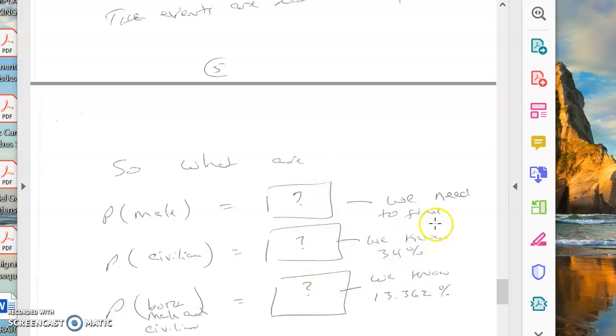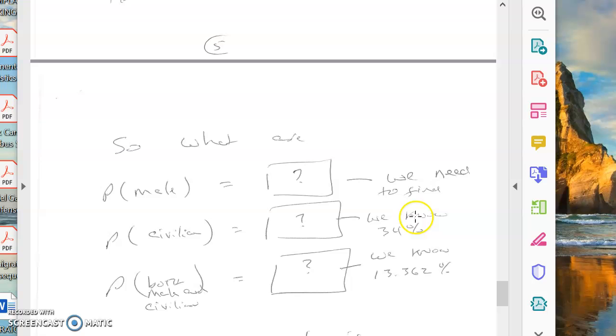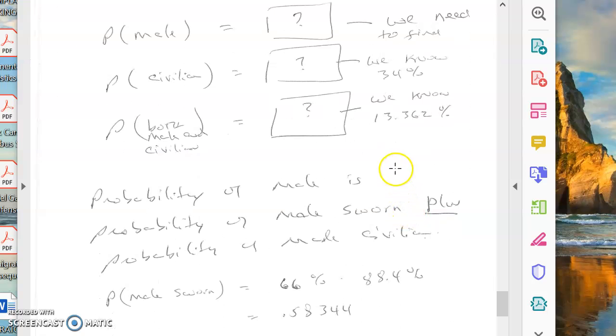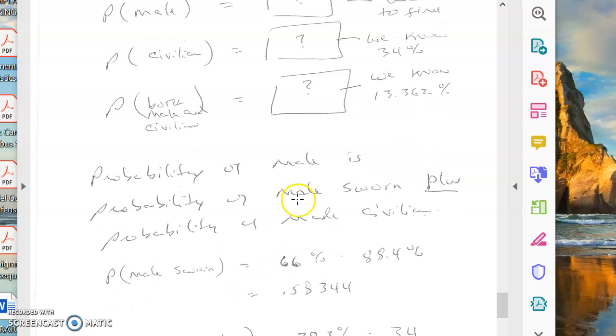We know two of them already, so this is the one we need to find out, the probability of being a male. Okay, so how do we do that? How do we figure that out? Well, we just use a little bit of logic, really. That's why math is so great. It kind of teaches you to think in a logical way. So the probability of being a male is very simple. It's the probability of being a male sworn worker plus the probability of being a male civilian.